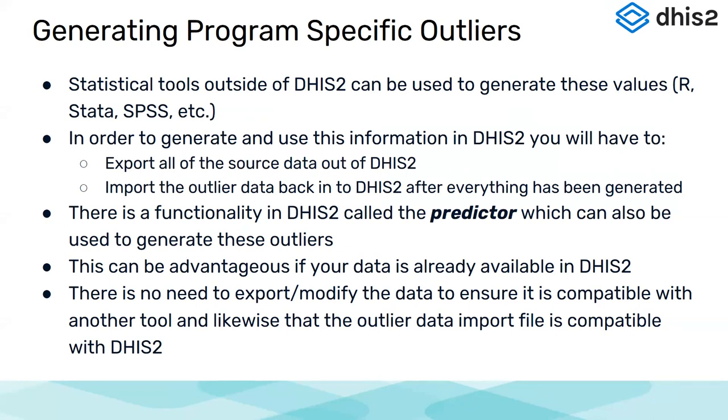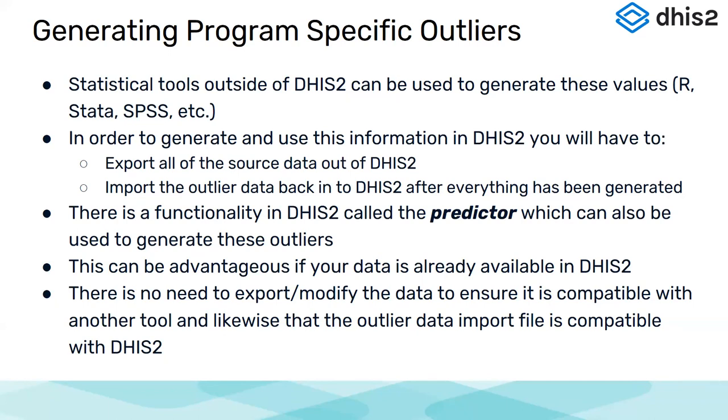So for data entry generally, you set some outliers so that you can compare your data entry. That is to know if your data are correct or exact. You set some outliers and you can compare the data which has been entered with those outliers. So here you can use other tools which are outside the DHIS2 to generate those values.